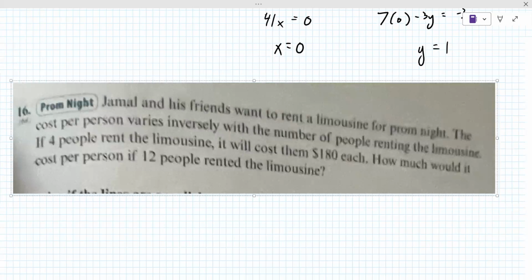Jamal and his friends want to rent a limousine for prom night. The cost per person varies inversely with the number of people renting. So that inversely is very important there. We did a direct variation earlier. If 4 people rent the limousine, it will cost them 180 each. How much would it cost per person if 12 people rented the limousine?